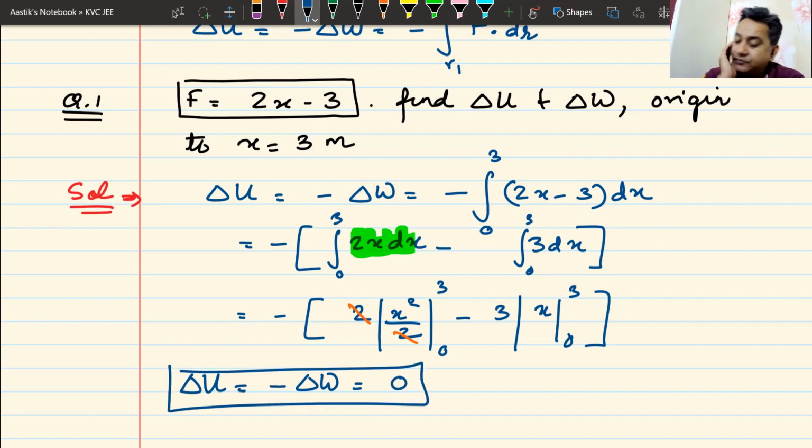Anyone got this answer? Well done, Veta, well done. That is the answer that we are looking at. Work done is also 0. Change in potential energy is also 0. It's a one-dimensional force, and we have calculated the work done in the most simple way.